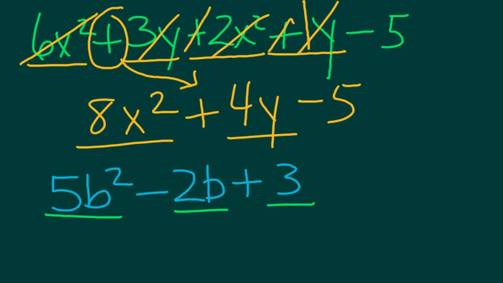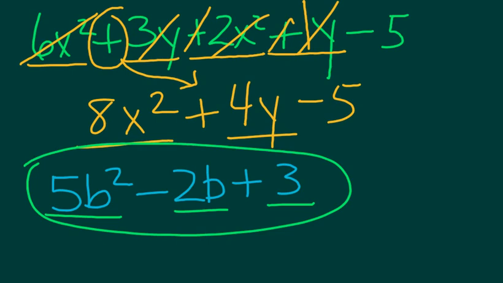What do I do when I can't simplify it? I just write this down. This is the answer. The problem becomes the answer. This is as simple as it can get. It's already as simple as it can get, but they're trying to trick you.